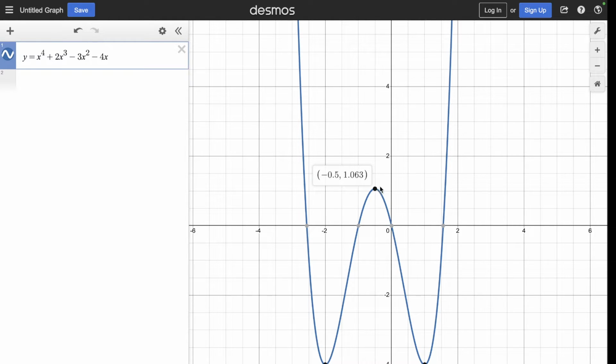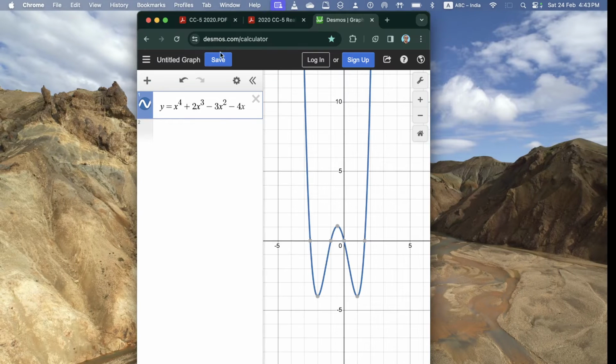So from x equal to minus half to x equal to 1, this function is decreasing. Minus half less than x less than 1, decreasing; and minus 2 less than x less than minus half, y is increasing. Less than minus 2, the function is decreasing, and when x is greater than 1, the function is increasing. It is clear from this graph.